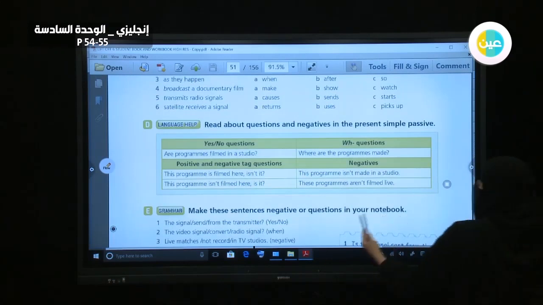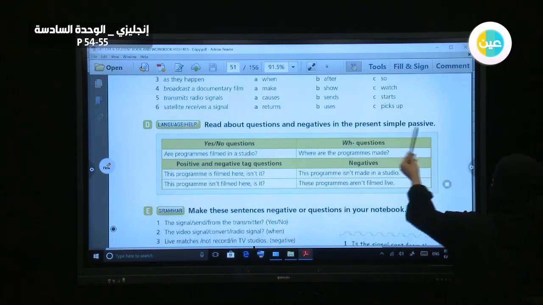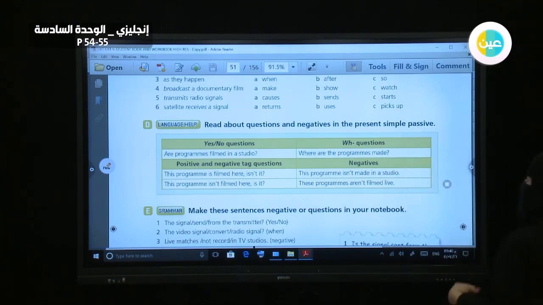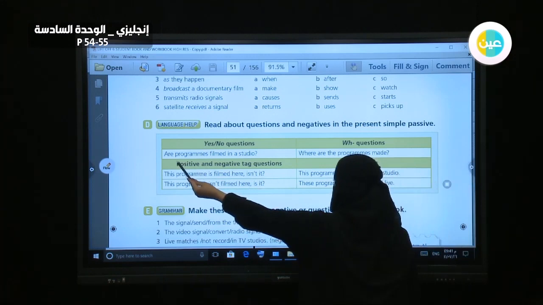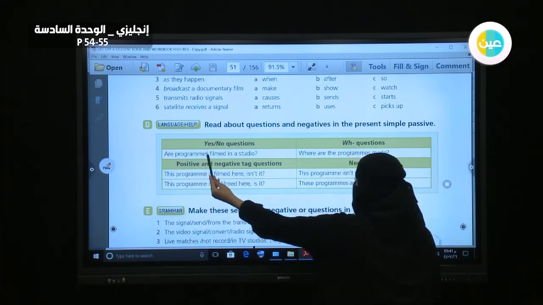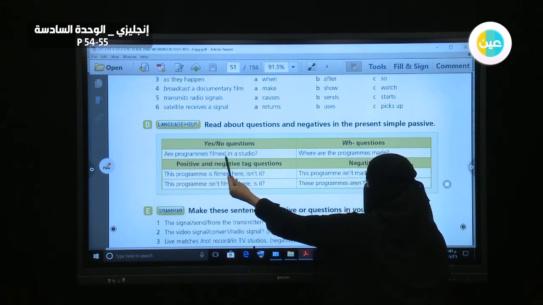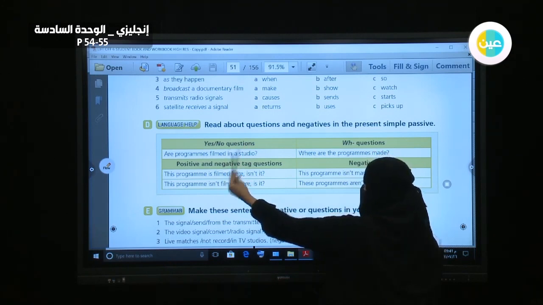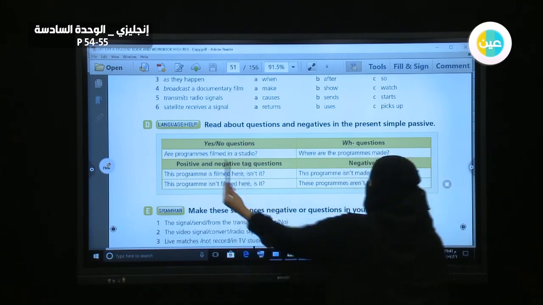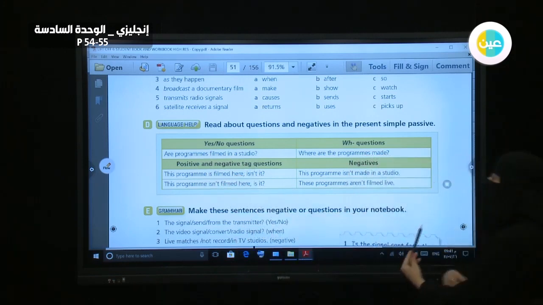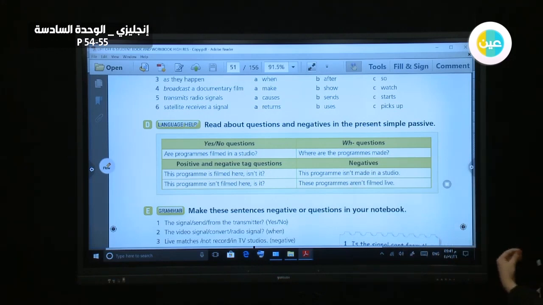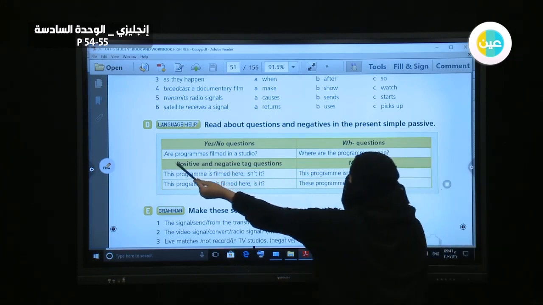Okay, now we are going to make yes/no questions in the present simple passive voice. How can we make yes/no questions with the present simple passive? First, we start with the auxiliary verb are or is, then the object, programs, then filmed. Filmed here is the past participle verb, the third form of the verb. The sentence is: programs are filmed in a studio.